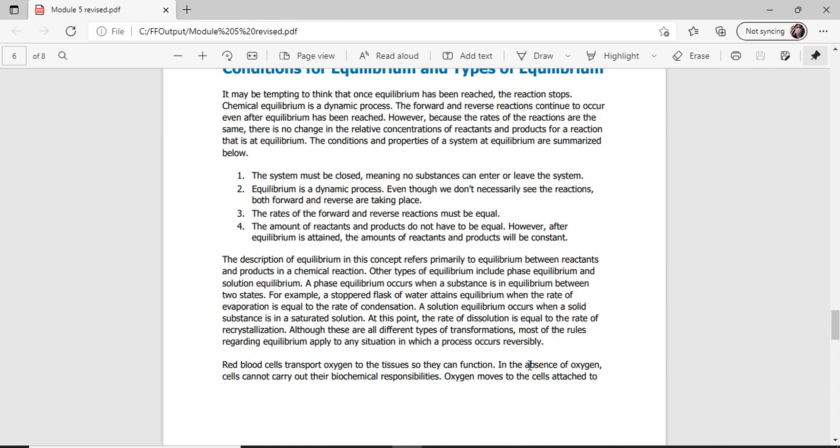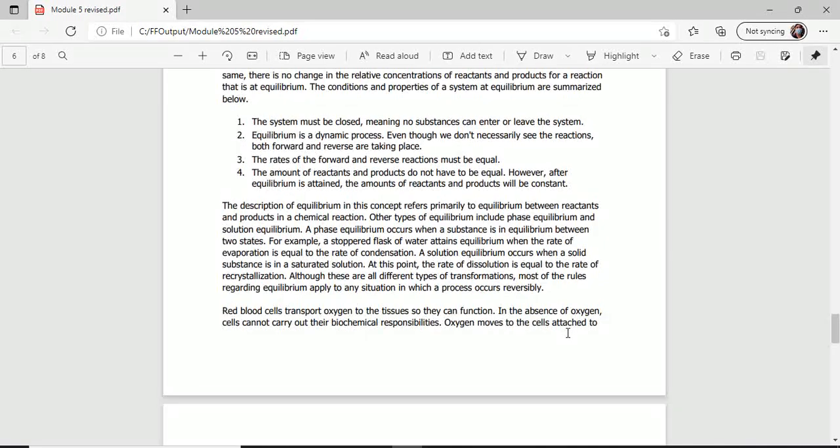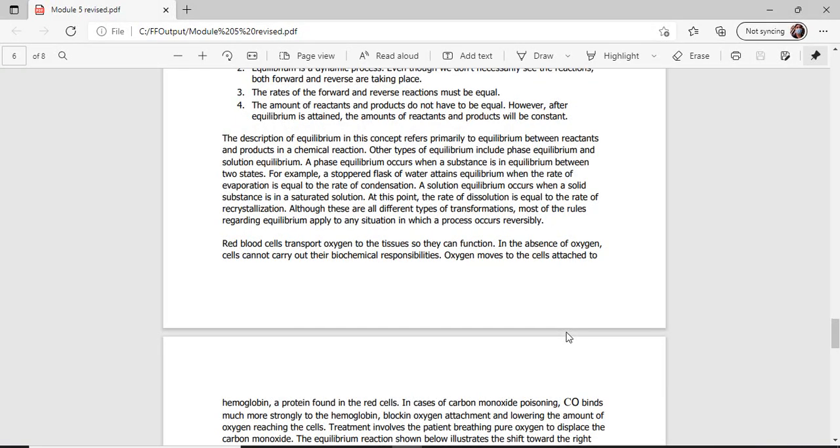Okay, for solution equilibrium, of course, this is when a solid substance is in a saturated solution. At this point, the rate of dissolution is equal to the rate of recrystallization, although some of these are different types of transformation. Most of the rules regarding equilibrium apply to any situation in which the process occurs reversibly. For example, next is your red blood cell transport of oxygen to the tissue so that they can function.